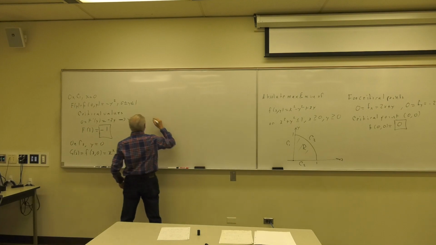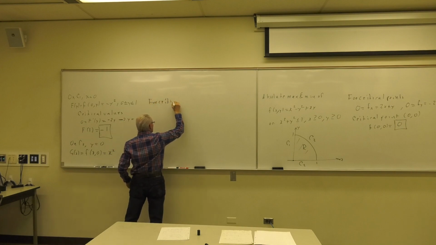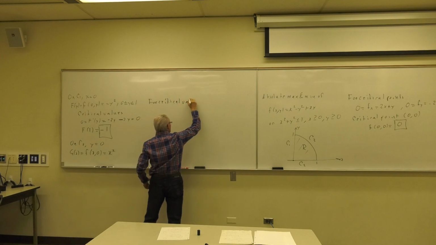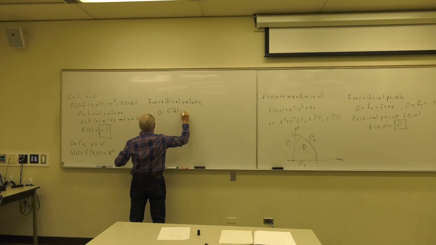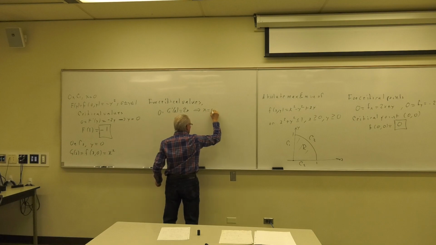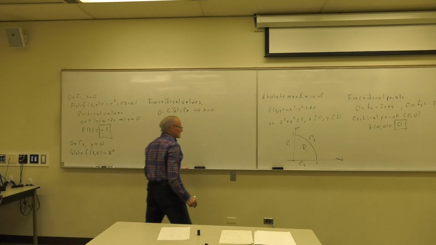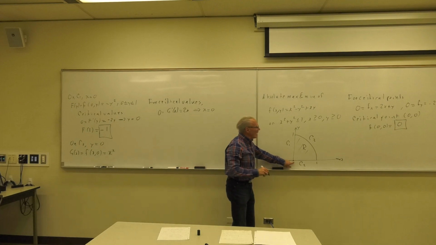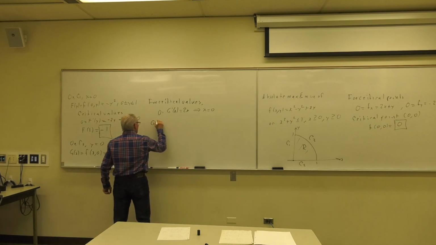So for critical values, I put 0 equal to g prime of x, which is equal to 2x. That implies that x is equal to 0. Right? X is equal to 0. That's this guy. I already have him before. But I also need to plug in that. So g at 1.